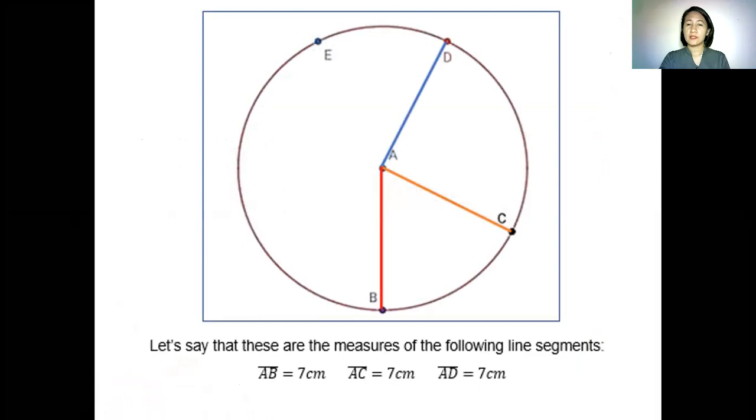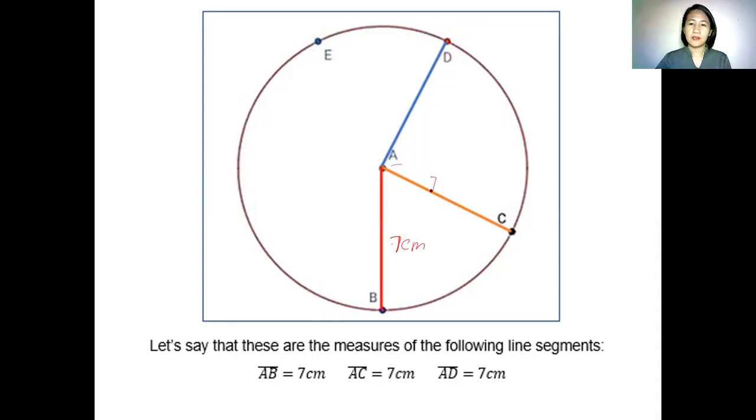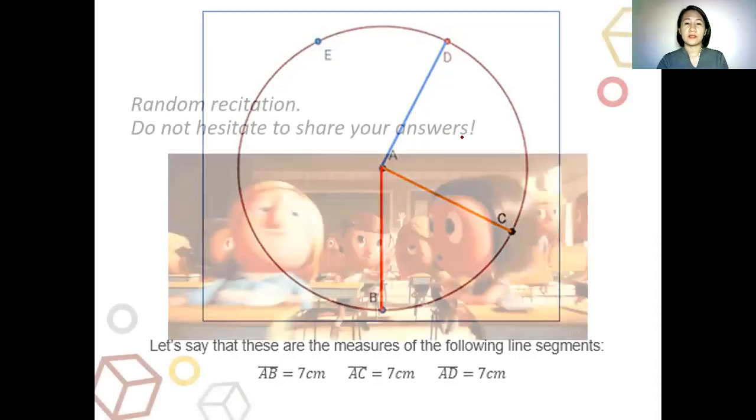For our given example, we have circle A in this given figure. Circle A, since the center point is denoted as A, and we know that circles are actually named after their center point. Now, let's say that these are the measures of the following line segments. Segment AB is 7 centimeters, then segment AC is also 7 centimeters, and segment AD is also 7 centimeters. So let us answer the following questions.